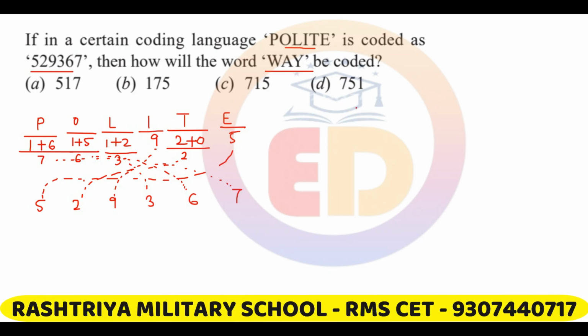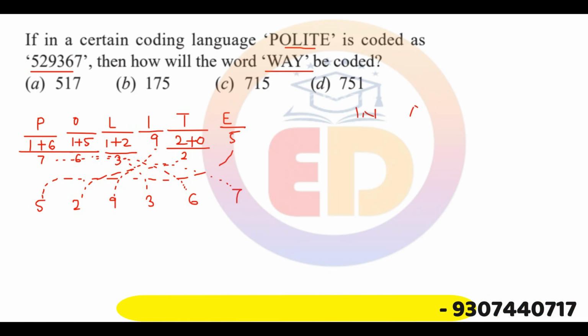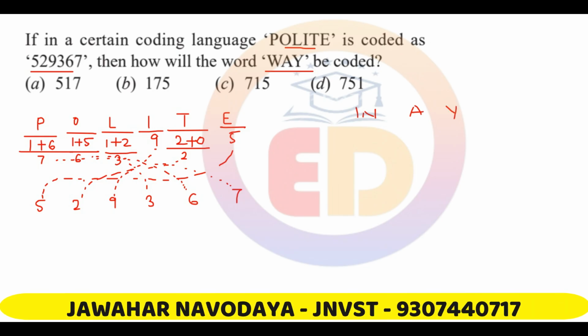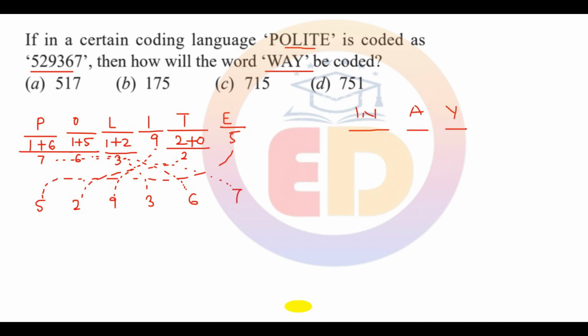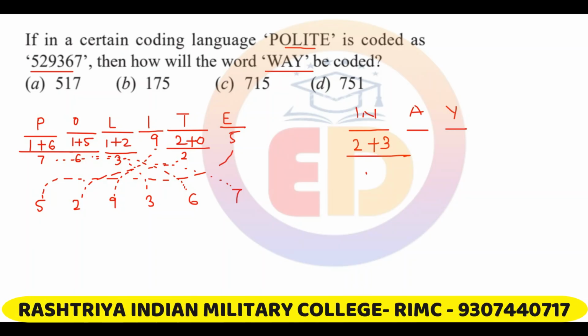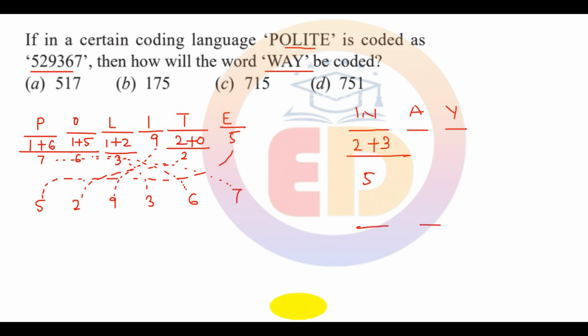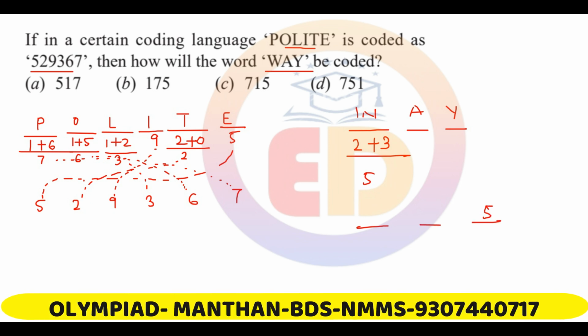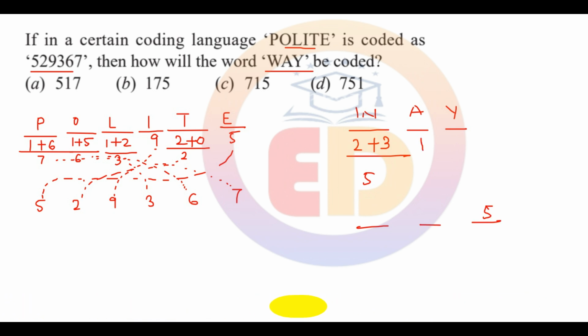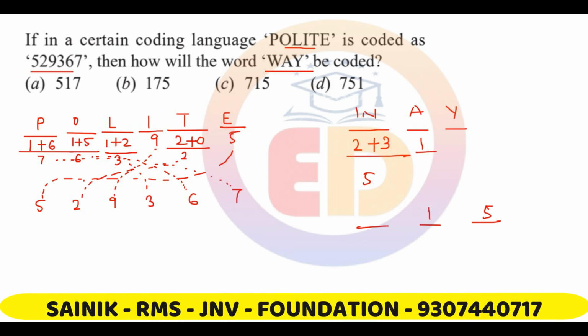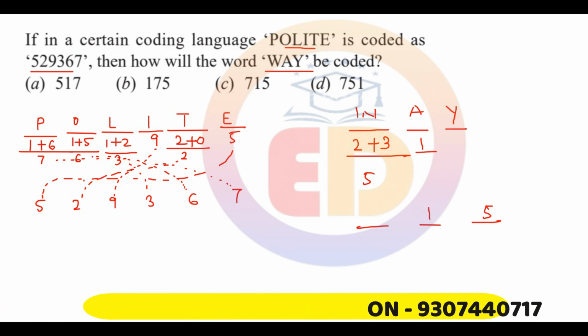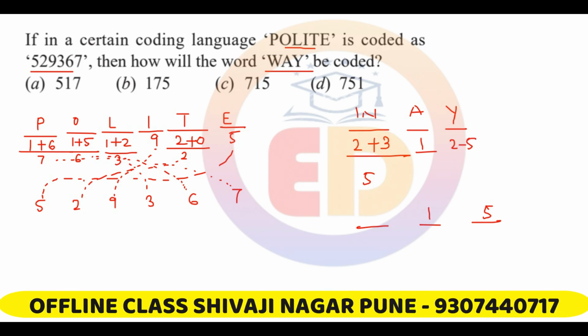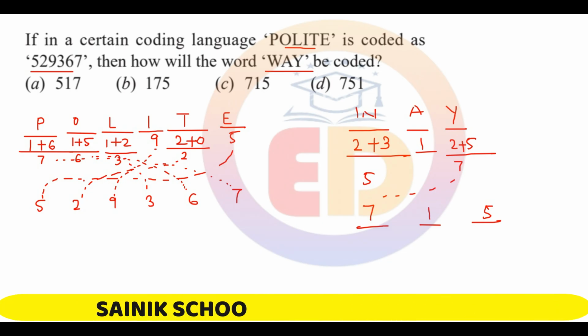So WAY, we'll write it in the reverse order. WAY. W is 23, so 2 plus 3 it is 5, but it will be written at the end. A is 1, it will come in the middle. Y is 25. 2 plus 5 it is 7, it will be written in the beginning. 715. Answer is option number C.